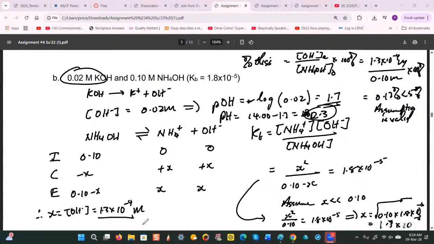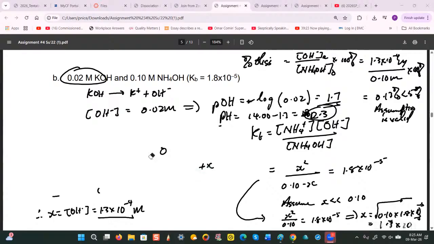So how do we do the same for the ammonium hydroxide? I'm running out of space here. Let me just erase some stuff here. Let me erase. Okay, let me do this.